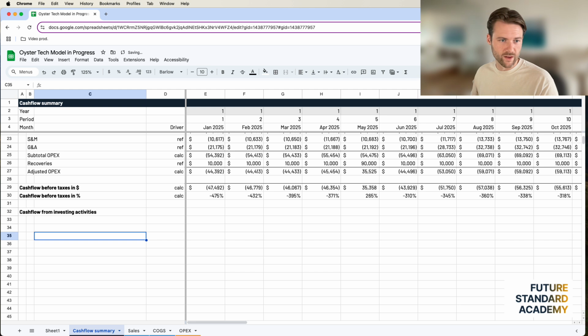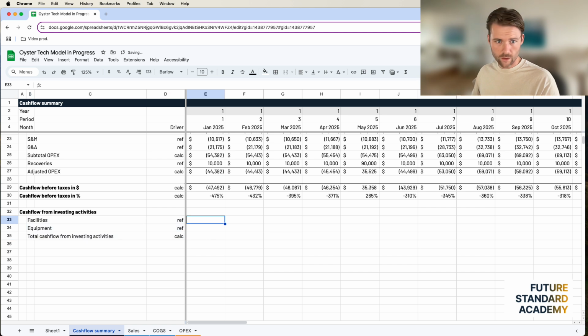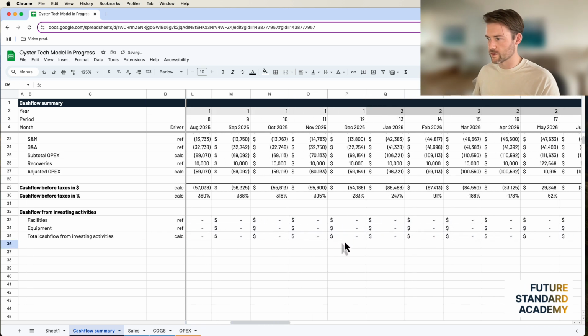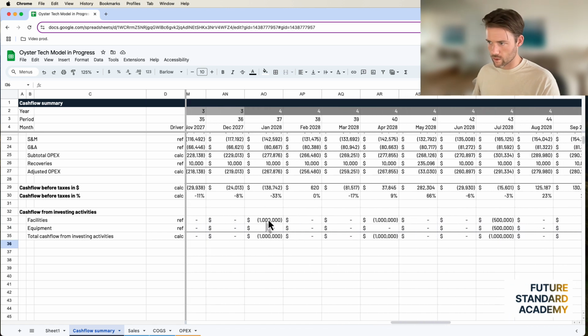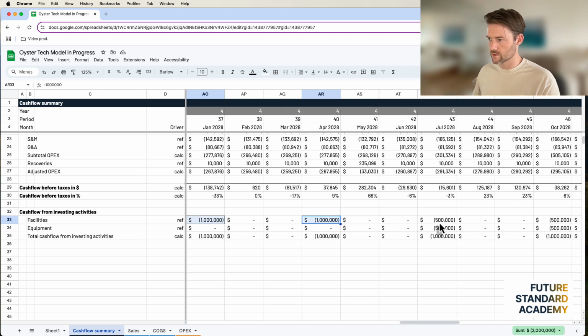So cash flow from investing. Here's a company that's probably not going to do a whole lot of that. Let's see. Oh yeah, okay. So I'm just going to copy this over. So what I've got here is a bunch of zeros. But then in year 4, January 2028 starting, there's going to be these outflows.